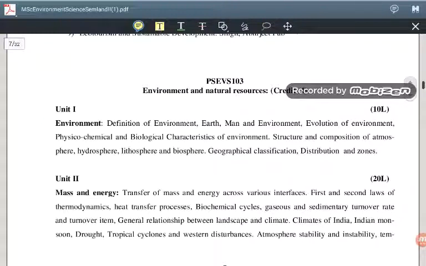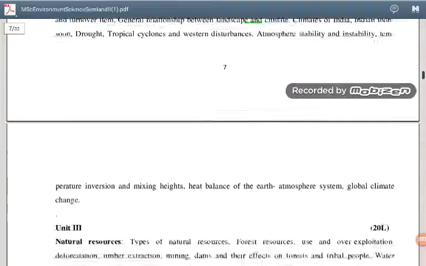So what is environment over here? The topic environment, you must know what you mean by environment. That is the surrounding, just beside an organism, in which they live, is said to be the environment. The second unit is mass and energy. What do you mean by mass and what do you mean by energy? How the transfer of mass and energy takes place between organisms should also be covered in unit 2.